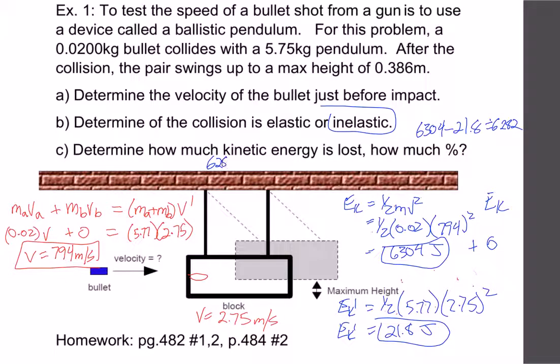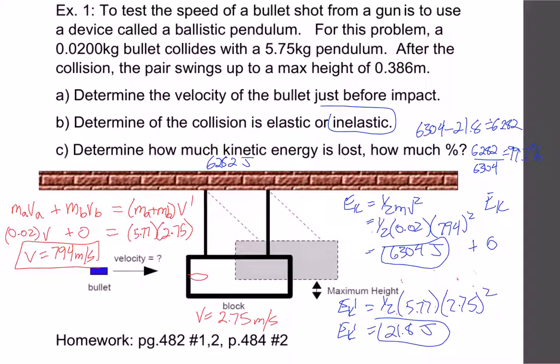So the questions could be worded differently. They could say how much in energy is lost, so in this case 6282. It could ask what percent is lost or how much percent is left. And in either case, just do your total. So in this case, if we go 6282 over 6304, that'll give you 99.7. So that means 99.7% of the energy was lost in the collision.